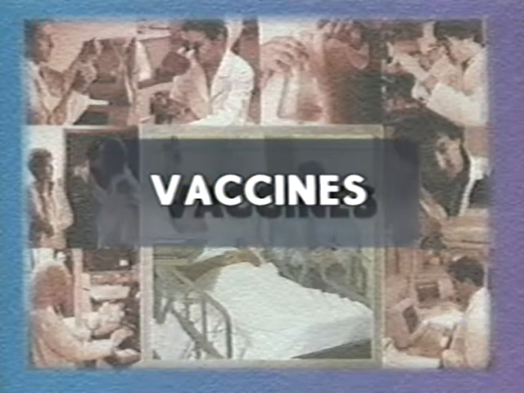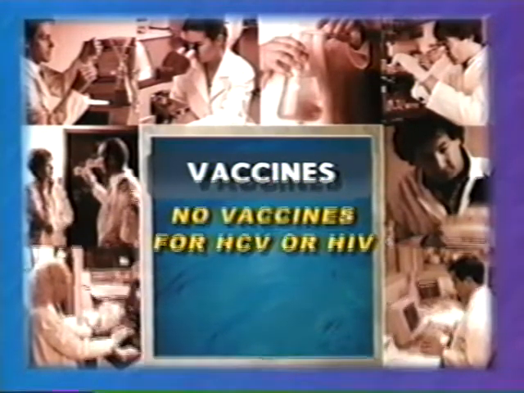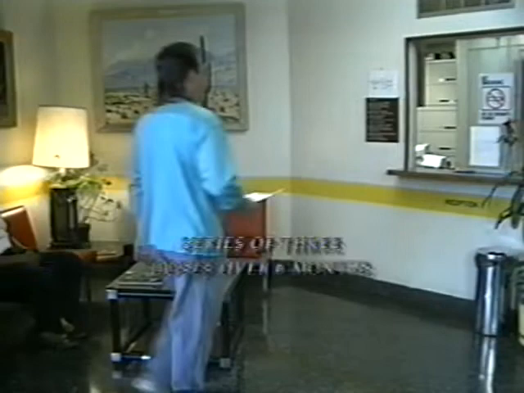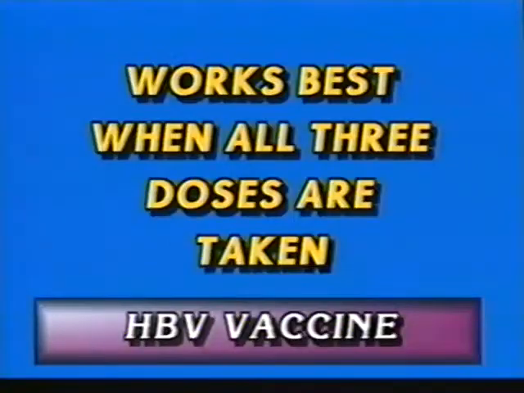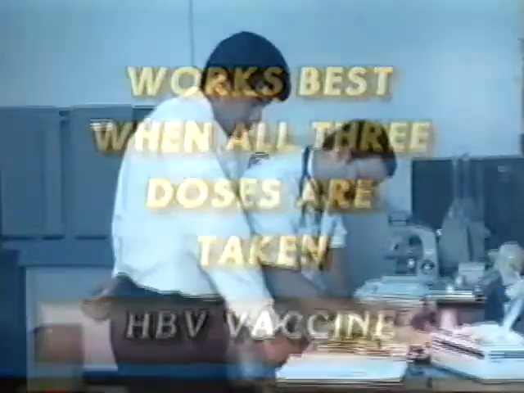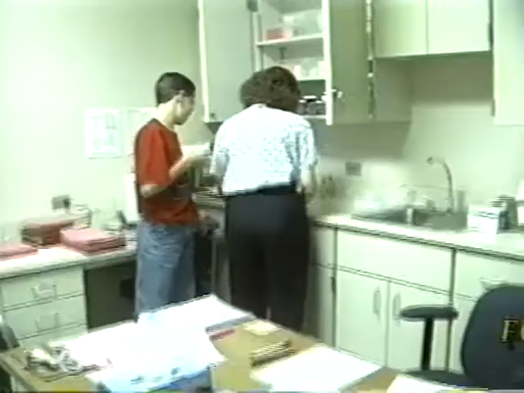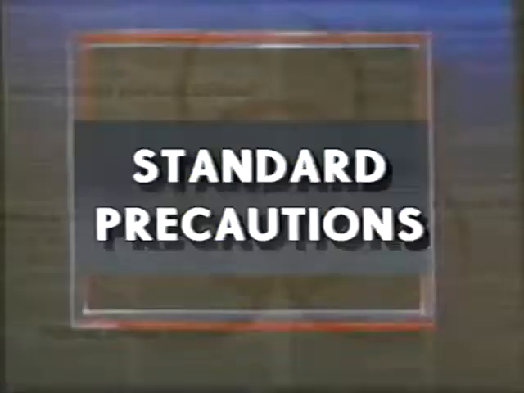Vaccines. There are no vaccines or cures for HCV or HIV. However, there is a vaccine for HBV. Vaccination is your best protection against HBV. The vaccine is given in a series of 3 doses. Most often, these 3 doses are taken over a 6-month time period. The vaccine works most effectively when all 3 doses are taken. If you decide to get the HBV vaccination, you should check with your doctor and/or your employer. The vaccine is safe and effective and is currently recommended for children as well as adults.